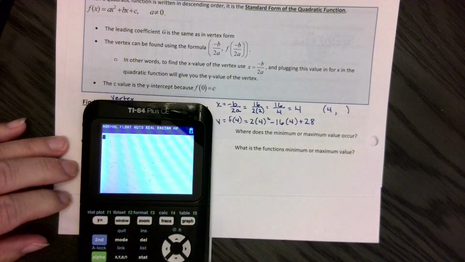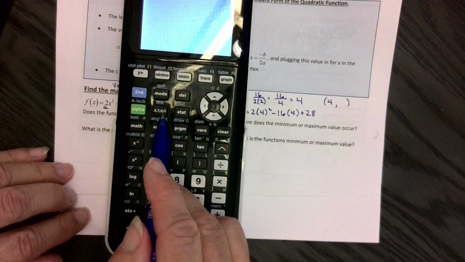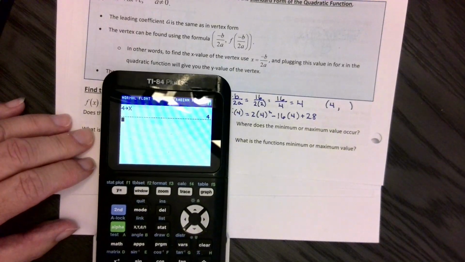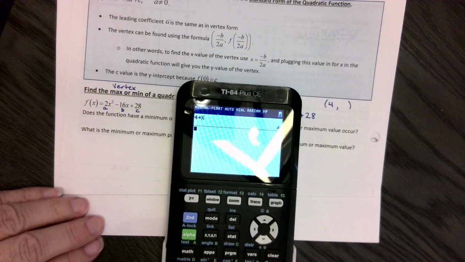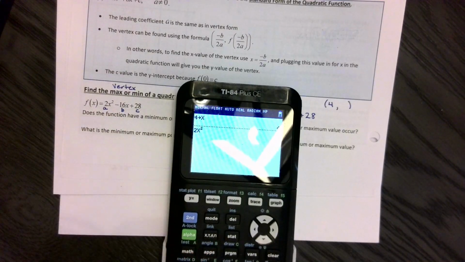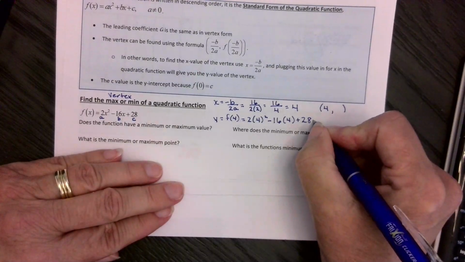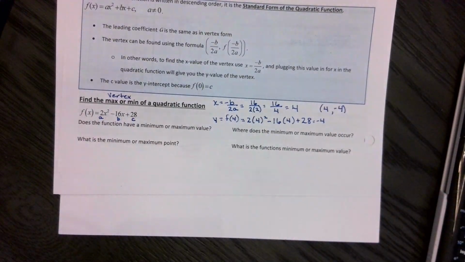All right, so I'm going to use my store button. I'm going to say 4, store, and I'm going to hit my X right here, and hit enter. Now I'm just going to type in this 2x squared minus 16x plus 28. Oops, and you can't see it. You get negative 4. Okay. Now, if I just asked you for the vertex, that's what you would put.